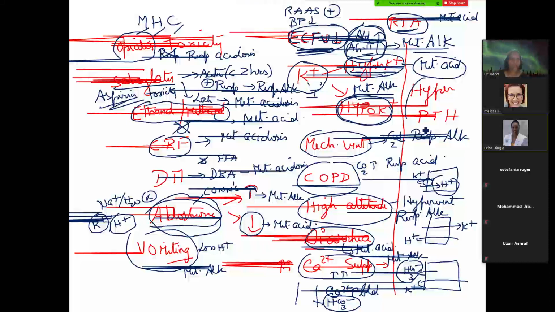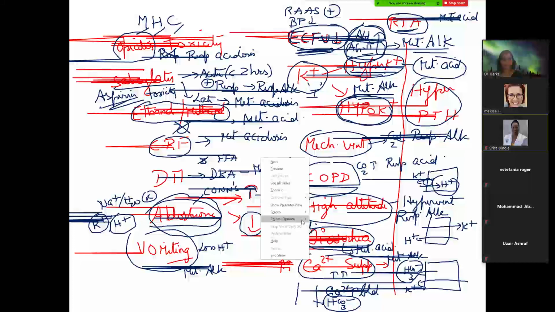Hope this one I will do. Hyperparathyroidism I will do. Rest all I've covered. So let's go back to hyperparathyroidism. What's the connection of hyperparathyroidism with acid base?